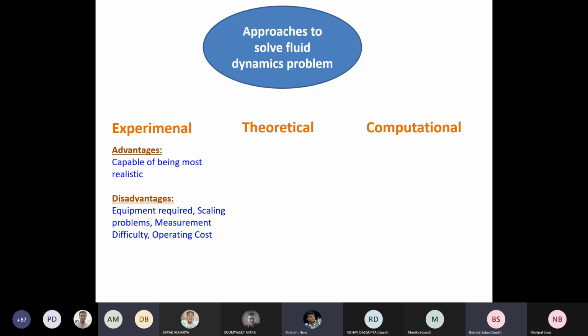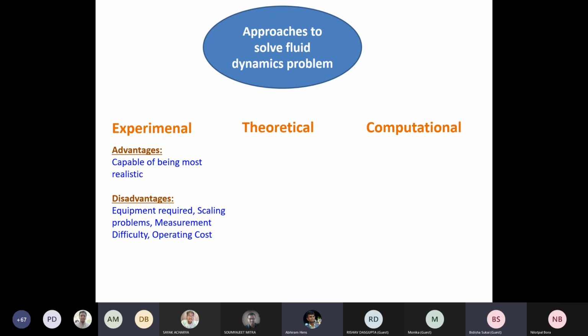Now, what are the advantages? It is capable of being the most realistic method. If you can prove something experimentally, nobody can deny you, because that is the validation that you are seeing in the results. But what are the disadvantages? All the routes have some advantages and disadvantages. If you look here, for performing any experiments, you need to set up some equipment, some measuring devices, some instruments, etc.